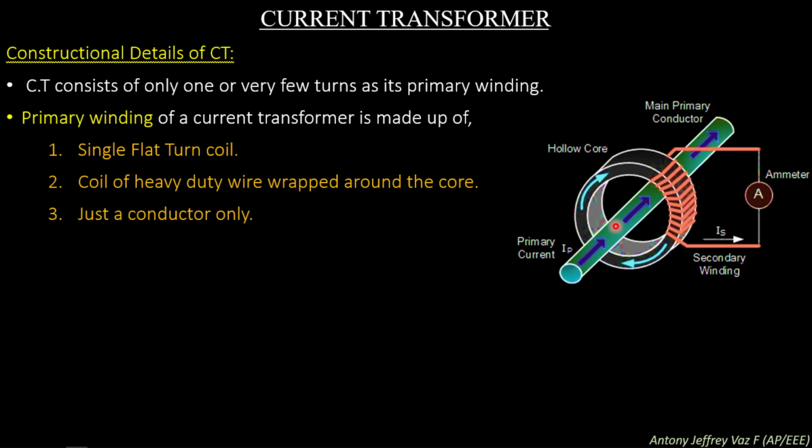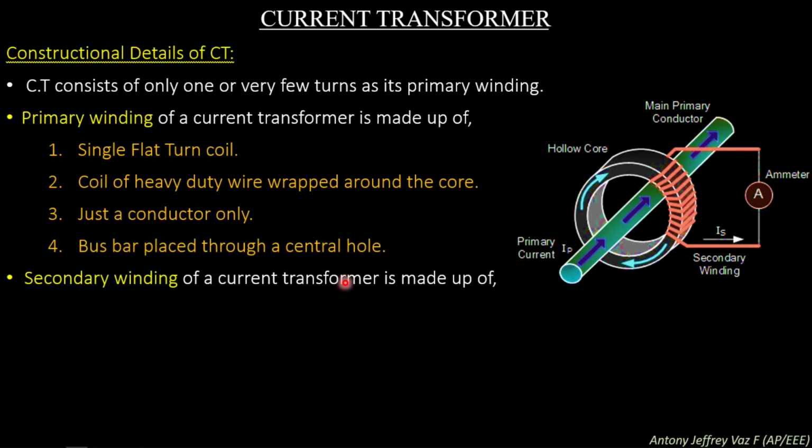Only a conductor is placed inside the hollow core to measure the current in this case. A bus bar placed through a central hole. These are all the 4 methods how a primary winding can be present in a current transformer.